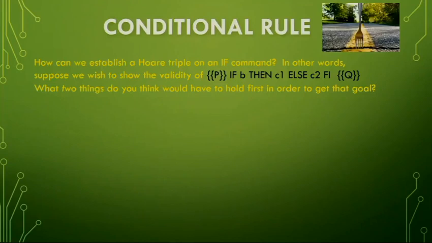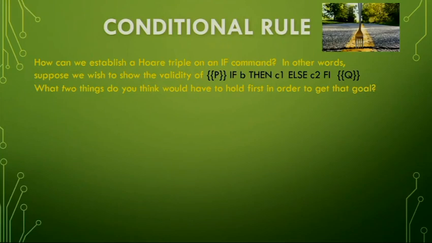All right, so now we've got our rule about conditionals. We want to show the validity of this. We've got an if-then-else statement. Remember, B is some sort of Boolean expression. This is actually an Imp type for B. We've got some command here, some command here, and this fi is just ending the if statement.